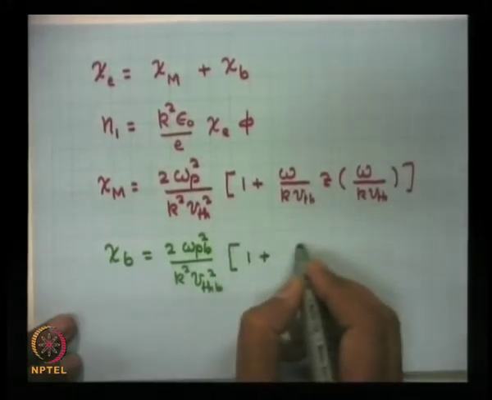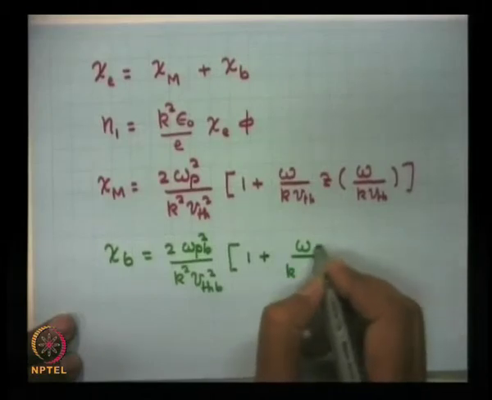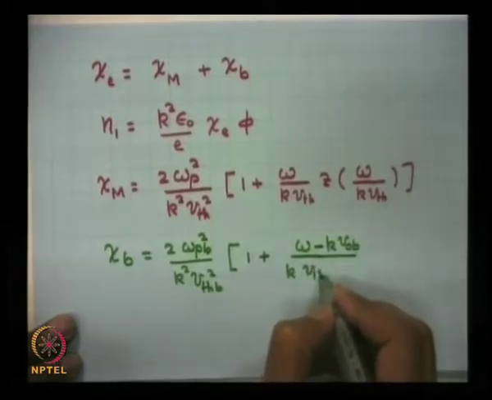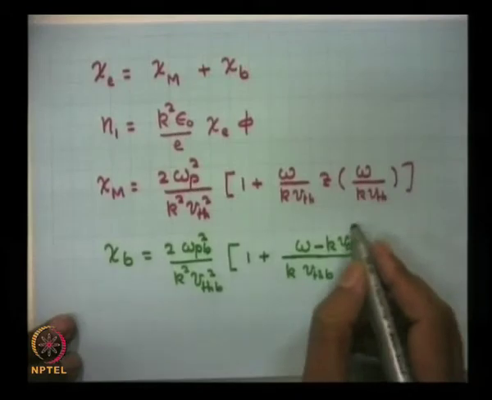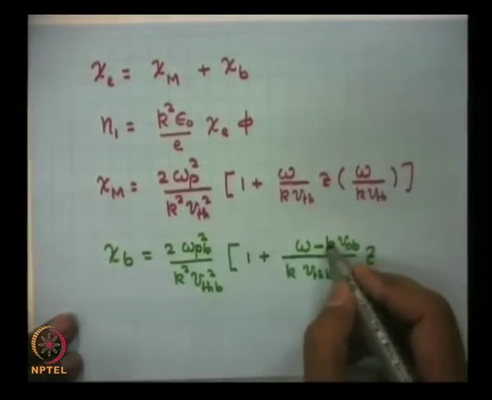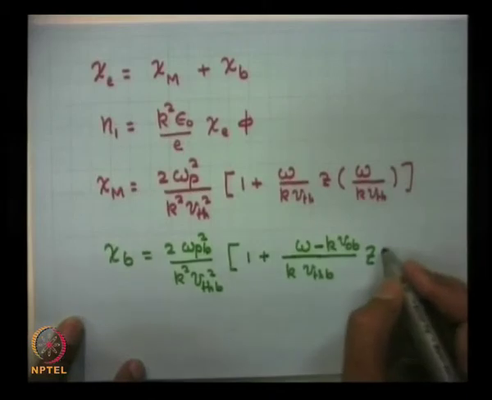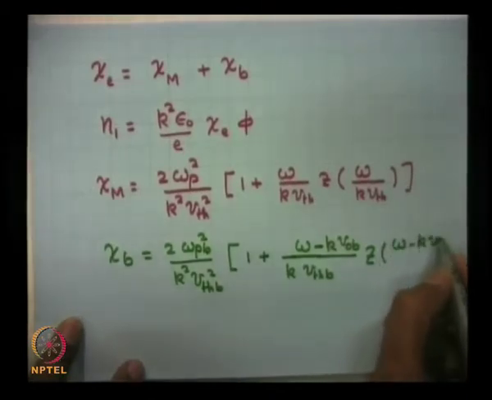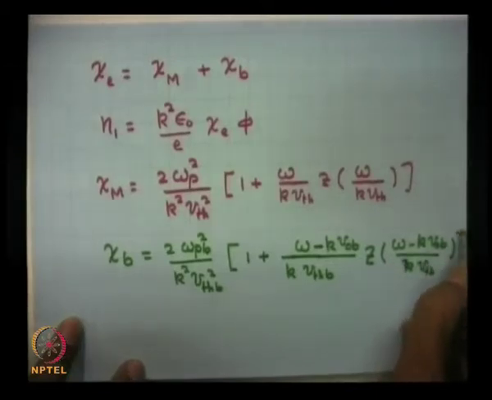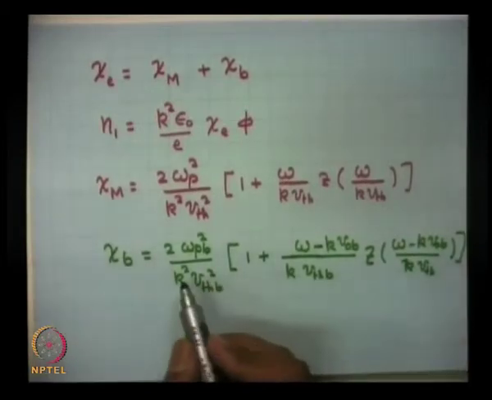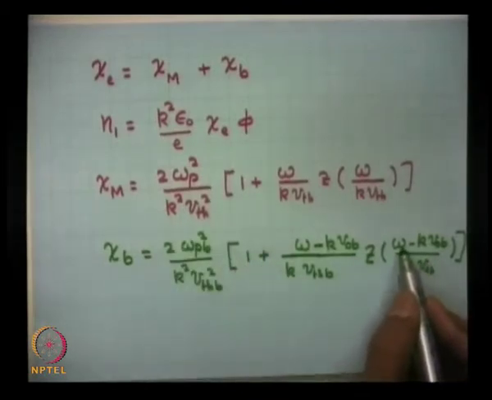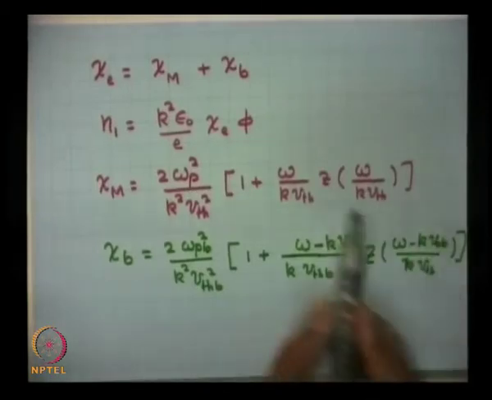1 plus omega upon k. This turns out to be omega minus k V0b upon k V thermal of the beam. This is the modification. Here is omega only, and this is omega minus k V0b, which is called the Doppler shifted frequency of the wave as seen by the particles. And this is omega minus k V0b upon k V thermal. So, the total susceptibility of electrons has two terms. One has an important term with Doppler shifted frequency, and the other one has just a frequency omega.